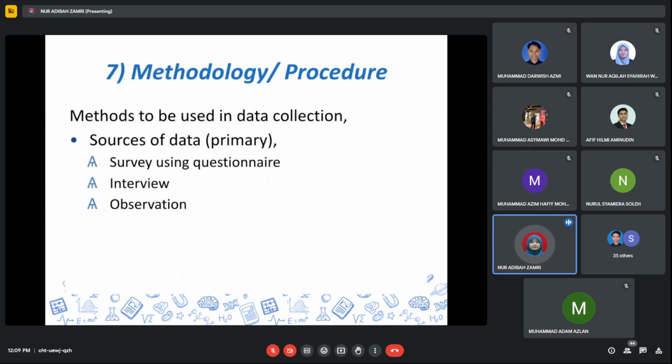All right, and then next, methodology or procedure. Methods to be used in data collection. There are few sources: survey using questionnaire, interview, and observation. But as I mentioned just now, you only need to focus on questionnaire only. We're going to use questionnaire. We are not going to use interview or observation because of the time. We don't have enough time, yeah, to conduct interview and observation. All right, so you don't have a choice, yeah.